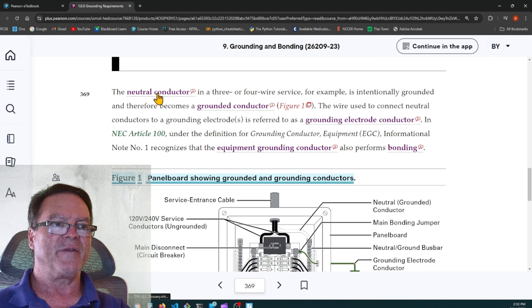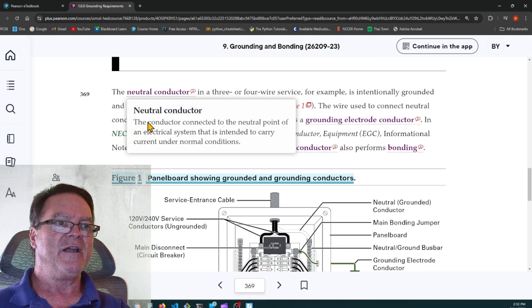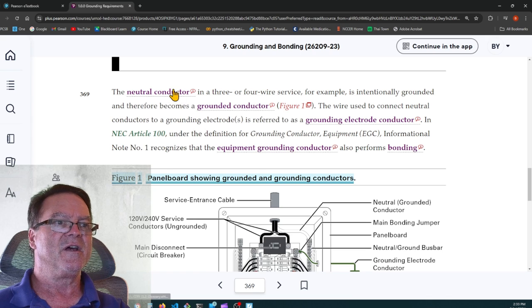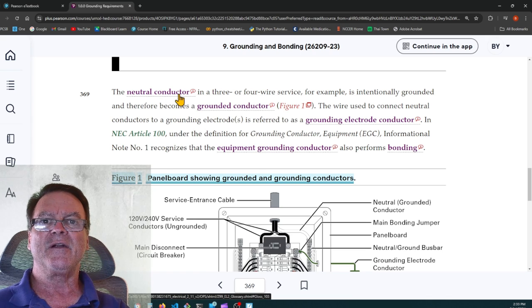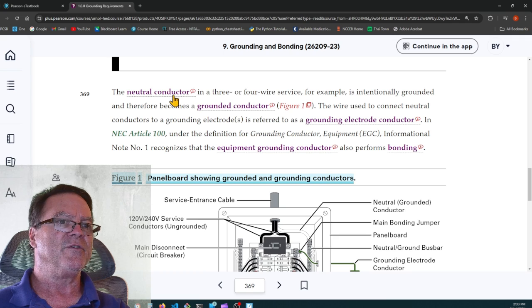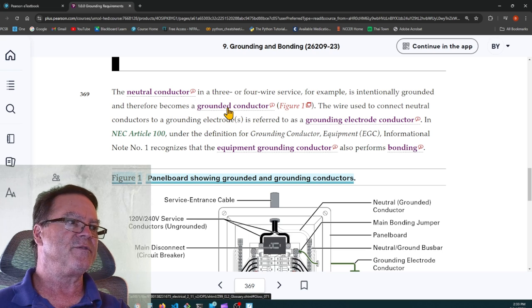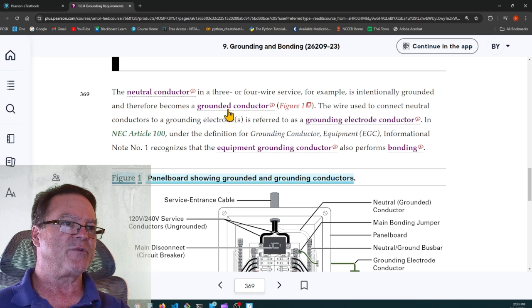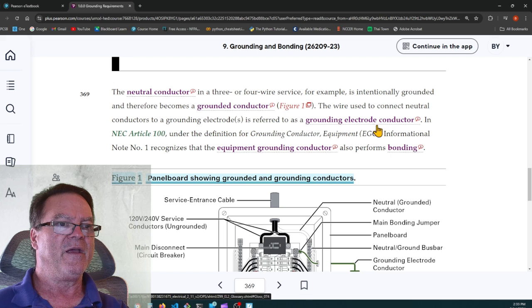So the neutral conductor, that's the conductor that is grounded. It's the conductor connected to the neutral point of the electrical system that is intended to carry current under normal conditions. So the neutral conductor is a current carrying conductor. Neutral conductor in a three-phase, four-wire system, for example, is intentionally grounded and therefore becomes a grounded conductor. The wire used to connect the neutral conductor to the grounding electrode is referred to as the grounding electrode conductor.